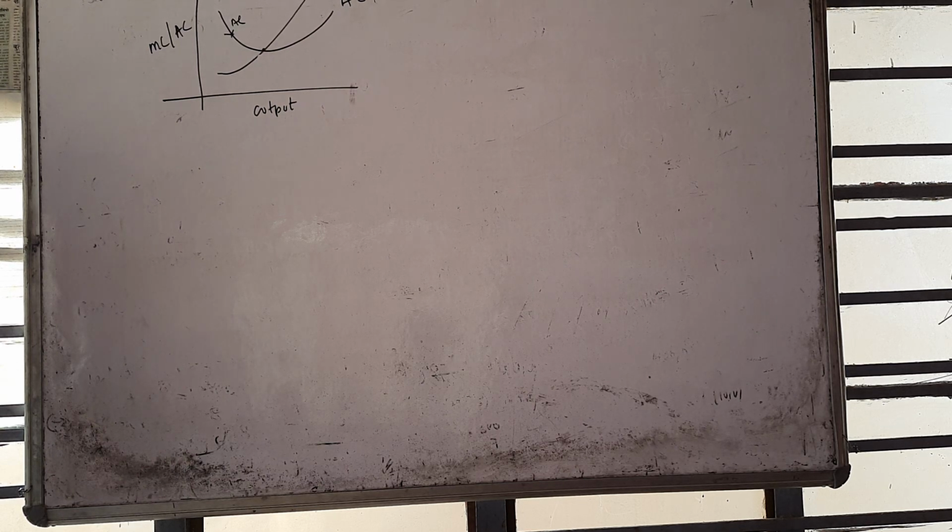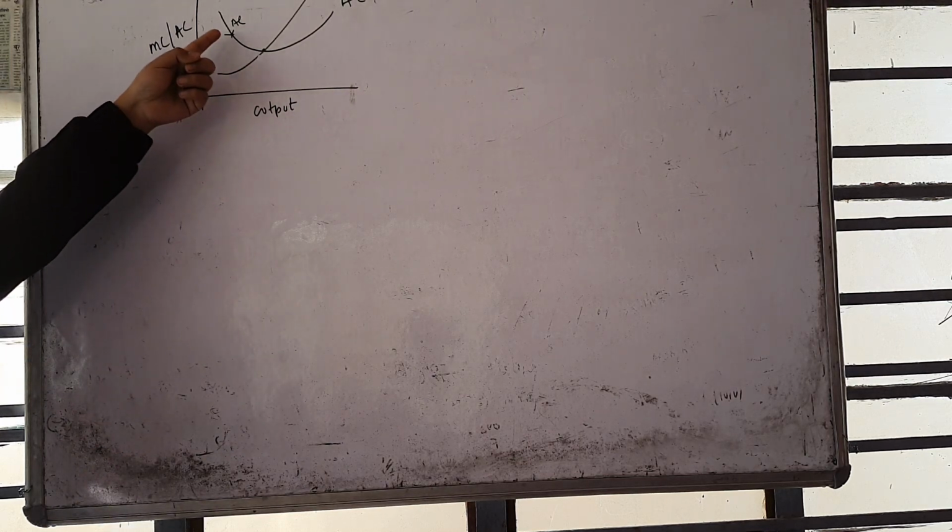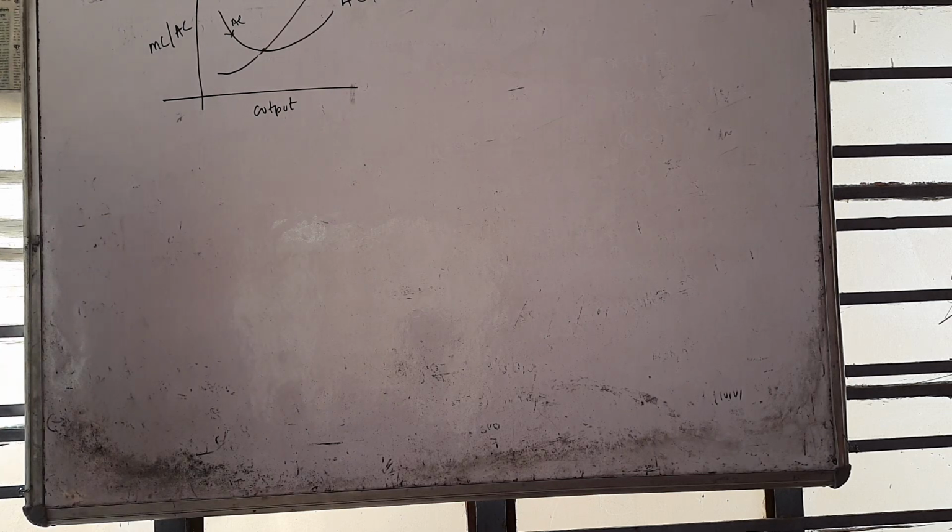When AC falls, AC is decreasing. What is the relation between AC and MC? Looking at the graph, what will you see? When AC falls, AC is greater than MC. I hope everyone understood. Understood, everyone? Okay, good.